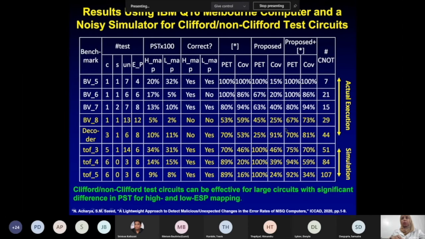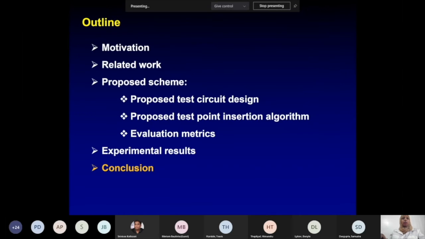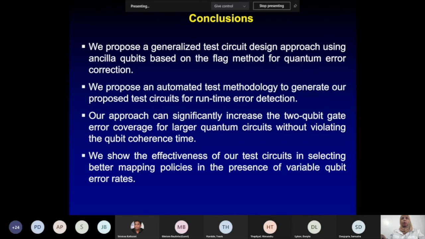And surprisingly, we found that if the circuit is large enough and if these two isomorphic subgraphs significantly differ in their success probability, we can actually rely on our proposed approach to select the qubit allocation that gives you the best results. And so with that, I can conclude my talk.